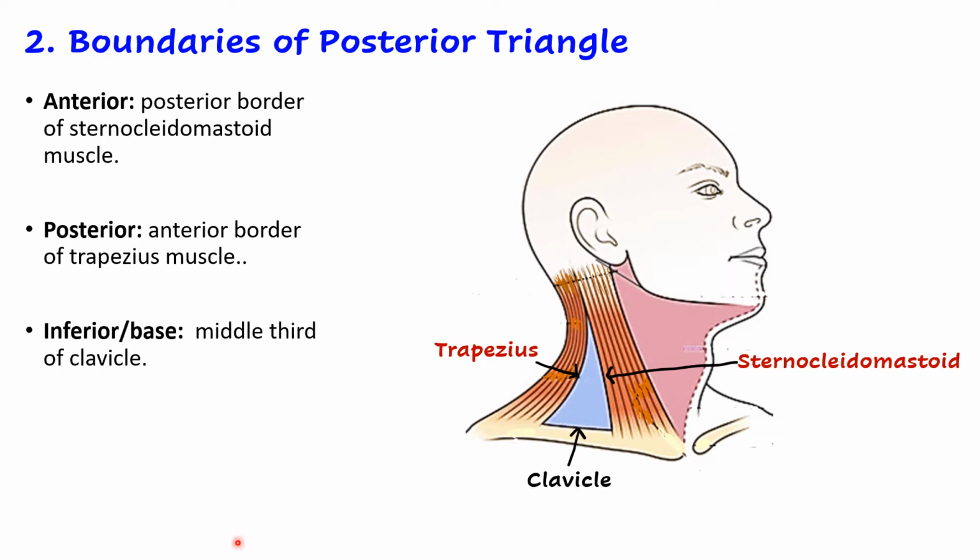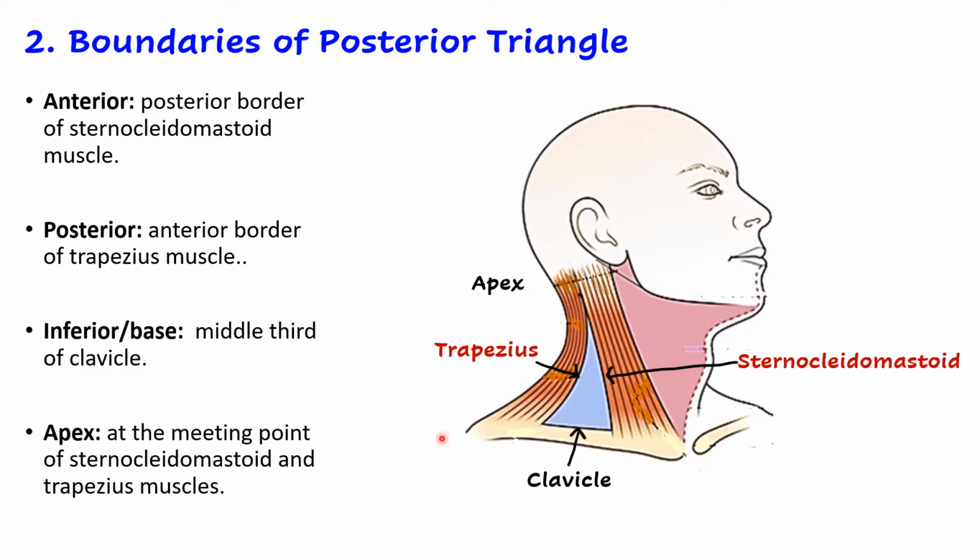And the lower boundary, which is known as base also. The inferior boundary is also known as base. This is formed by middle 1/3 of the clavicle. And the apex, which is directed upwards, this is present at the meeting point of the sternocleidomastoid and the trapezius muscle.